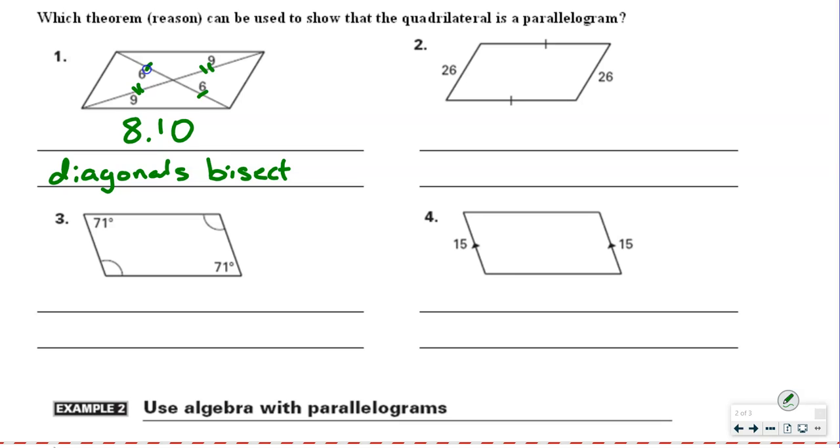Number two, which theorem states that if we've got two pairs of opposite sides that are congruent? We've got one pair on top and bottom, those are congruent, and then the ones on the right and the left are both 26, so those are congruent. The theorem that states that both pairs of opposite sides are congruent is 8.7. So I would say opposite sides are congruent.